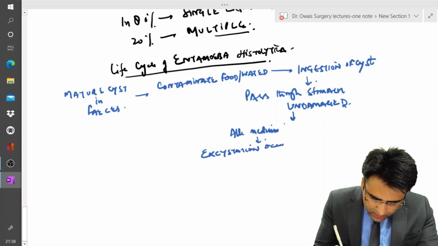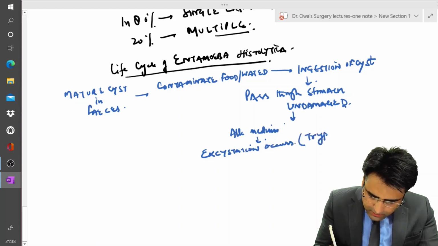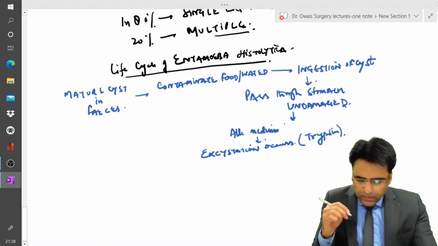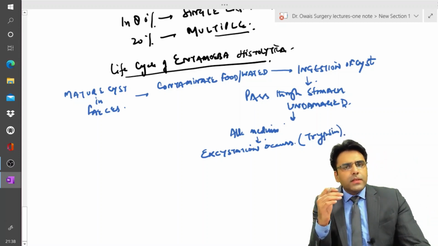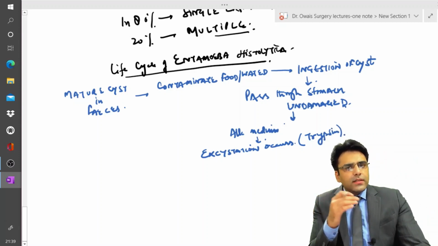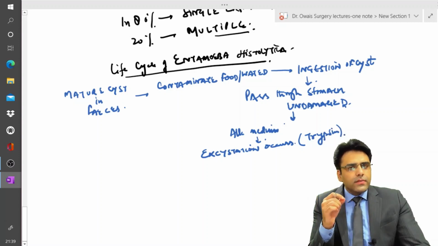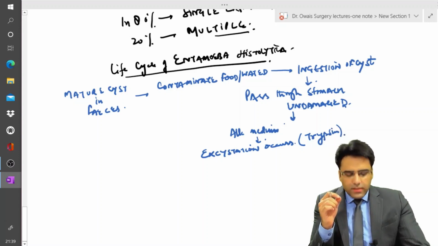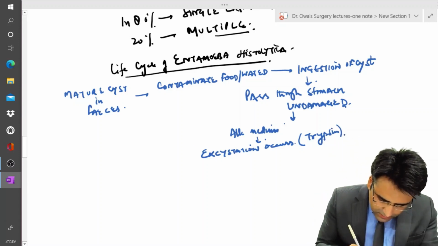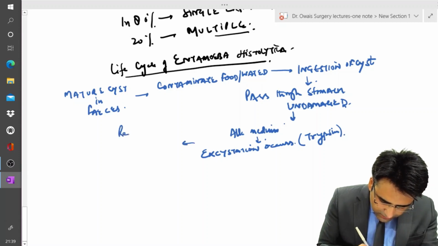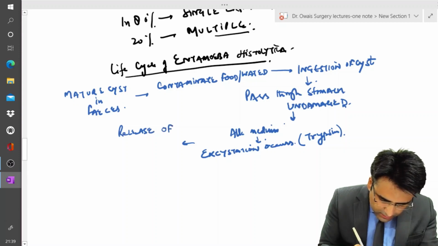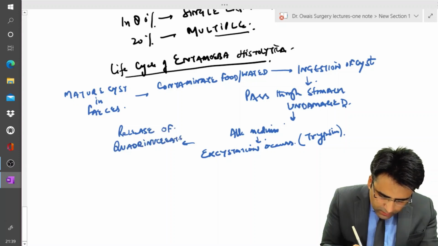Excitation occurs with the help of an enzyme called trypsin. So excitation is basically lysis of the cyst wall. It occurs with the help of an enzyme which is called trypsin. After excitation, there is release of quadrinucleate amoeba.